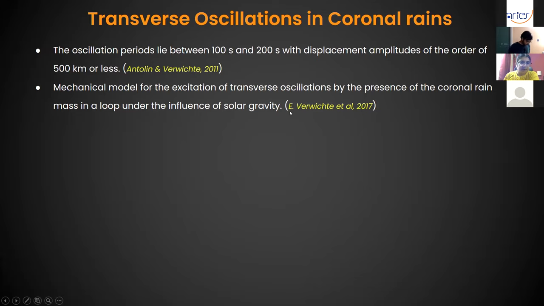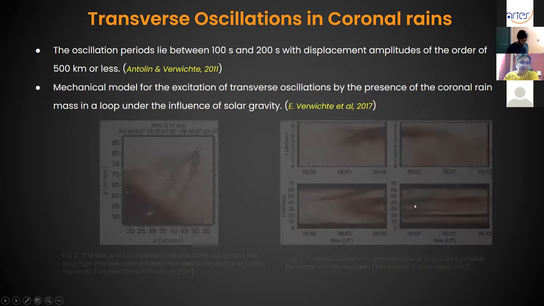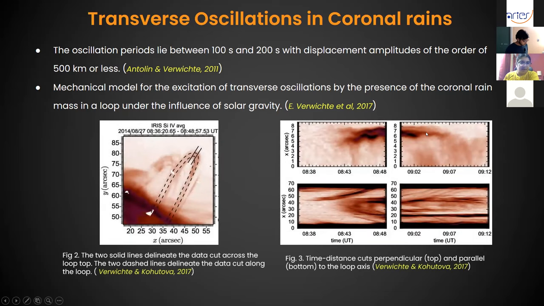Verwichte et al. 2017 had posed a mechanical model that coronal rain may excite the transverse oscillations. After that, Verwichte and colleagues in 2017 analyzed a particular loop in IRIS images, and they took two artificial slits parallel to the loop axis and perpendicular to the loop top. They found that there is some simultaneity between coronal loop oscillations and the appearance of the coronal rain.